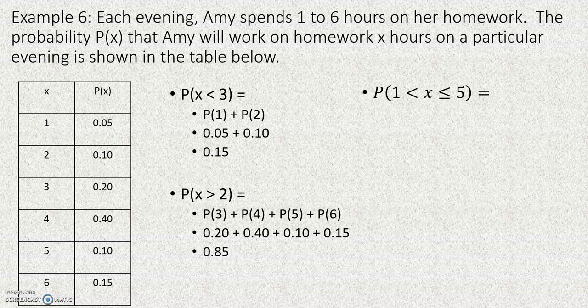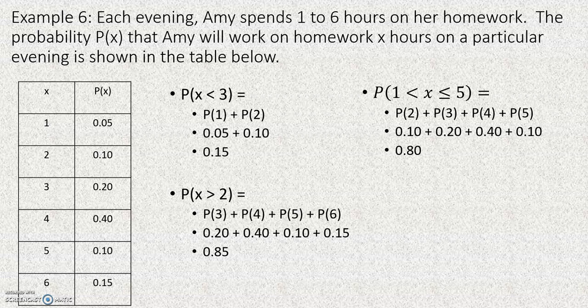Probability that X is between 1 and 5 hours of homework. We can see that it is not equal to 1. So it's going to be the probability of 2 hours, 3 hours, 4 hours, and 5 hours because it is equal to 5. 0.1 plus 0.2 plus 0.4 plus 0.5, which is 0.8.